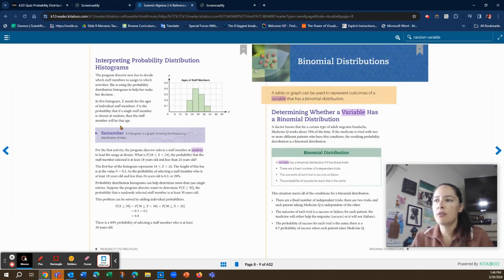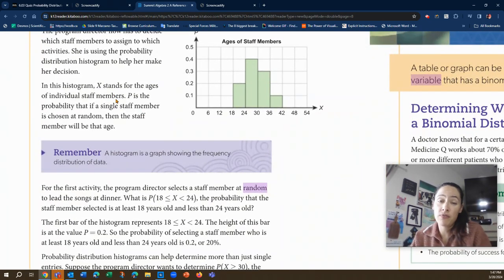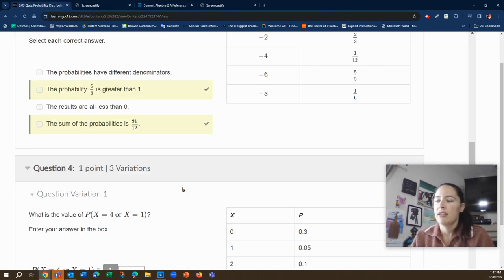That's good for now. X stands for the ages of individuals of the staff members. See? So again, it's just a placeholder. Most letters are variables, meaning we just use them as a placeholder, just like in algebra. So that's what that's saying.